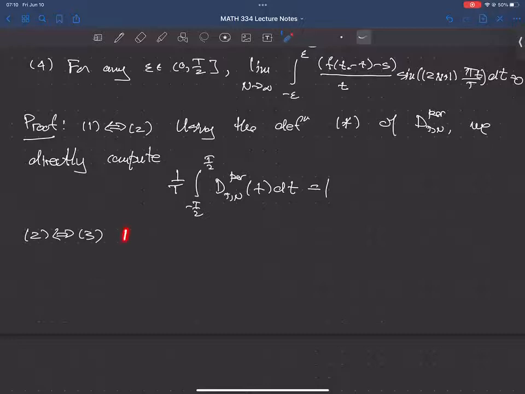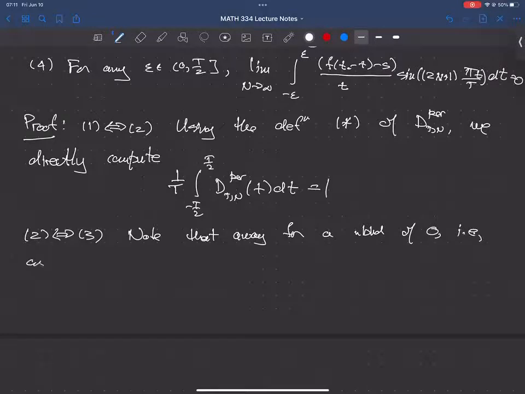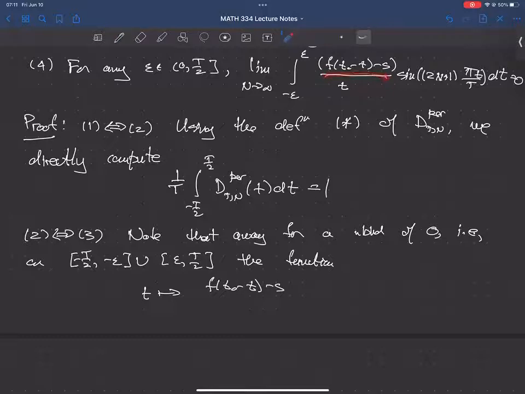So here's what you do. We note that away from a neighborhood of 0, on a domain, you take one of the periods from minus T over 2 to T over 2, and you excise the little bit that contains the interval minus epsilon to epsilon. Then on that domain, you observe this function f of t naught minus t minus s, that's our thing inside the integrand here.